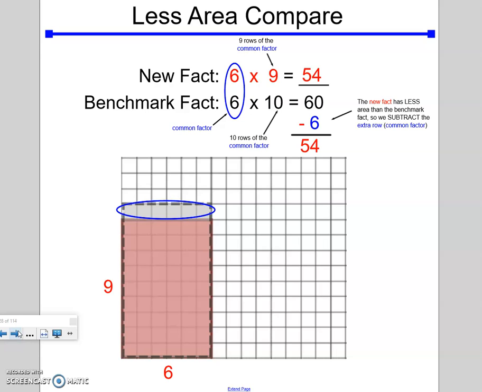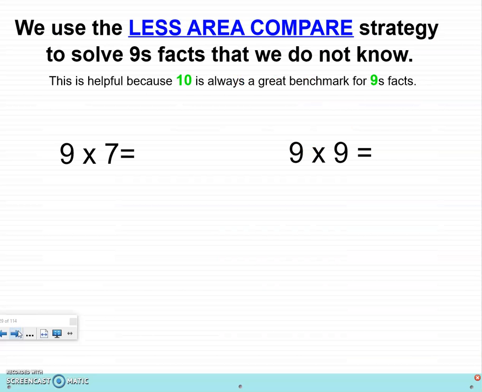Just like with more area compare, it's very common for students to have a difficult time choosing a benchmark fact, or to have a difficult time knowing when to use which strategy. So it can be really helpful to teach your kids that less area compare is a great strategy to use when solving 9's facts, because 10 is, of course, right next door to 9. It's really close to 9. It's one away. And we always know our 10's facts. So 10 is a great benchmark fact to use anytime you have an unknown 9's fact.